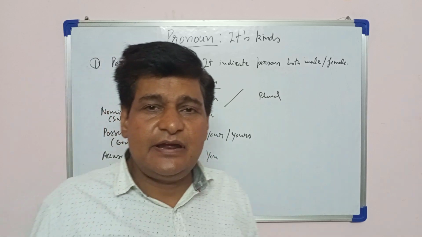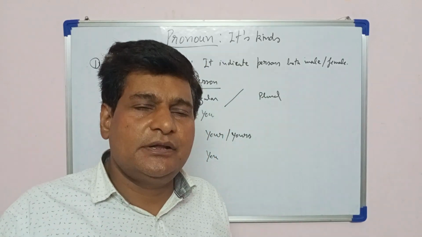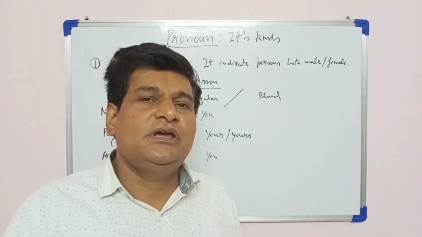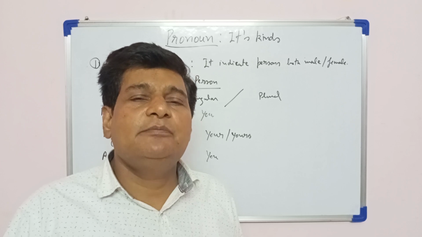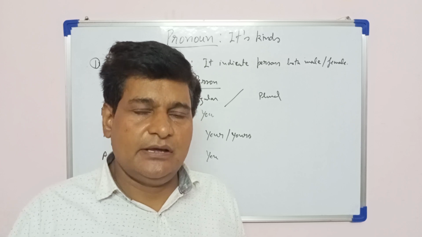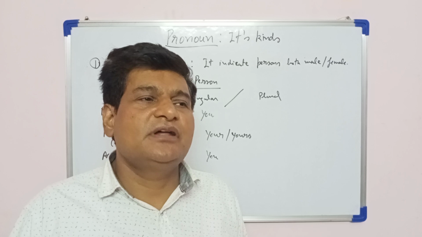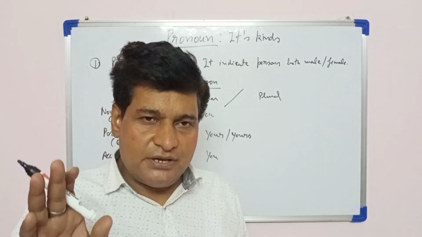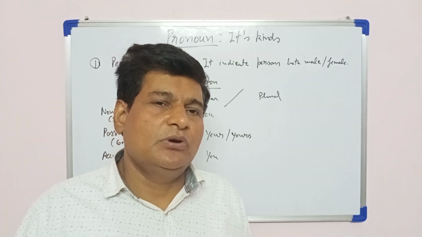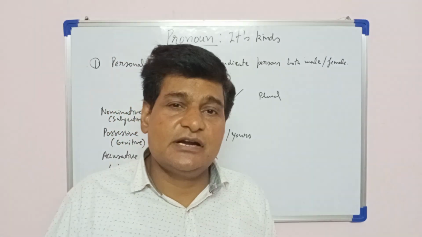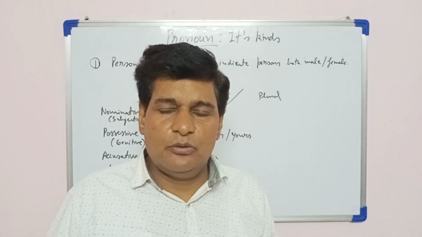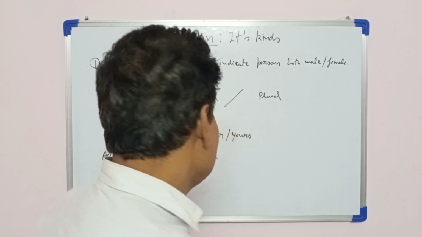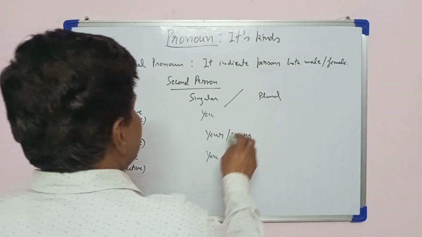Now we will understand the third person, and you know, in third person there are three prominent pronouns. He, she, it in singular, and in plural there is one that is called they. So in total, in third person there are four important personal pronouns, three in singular and one in plural. So let's understand what are their possessive cases and what are their accusative cases or objective cases.